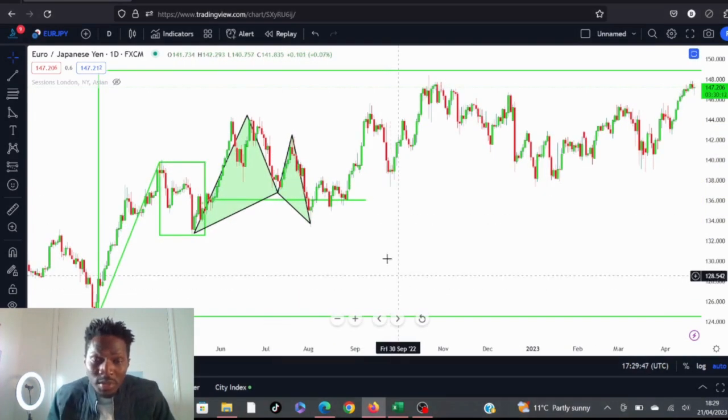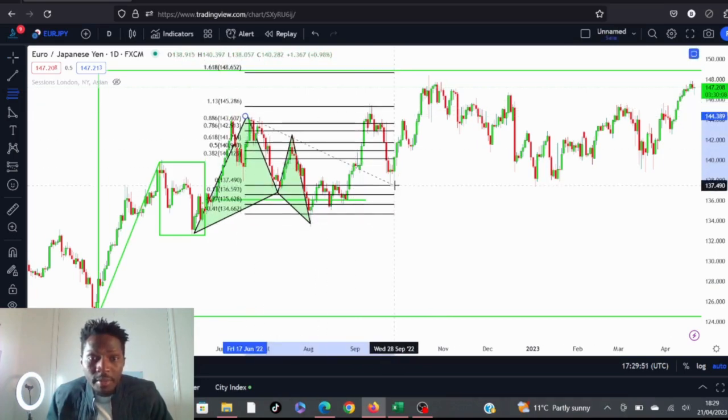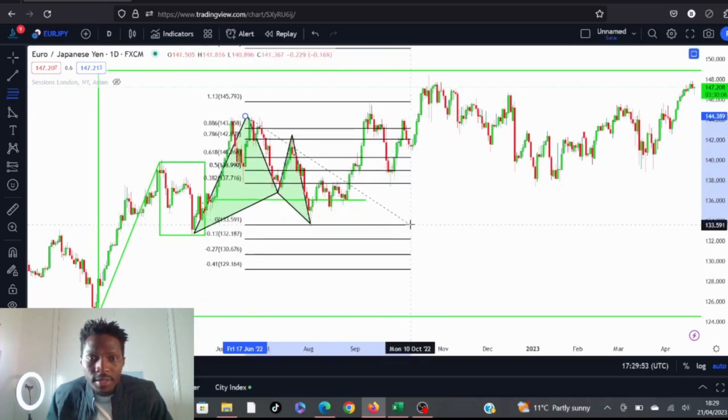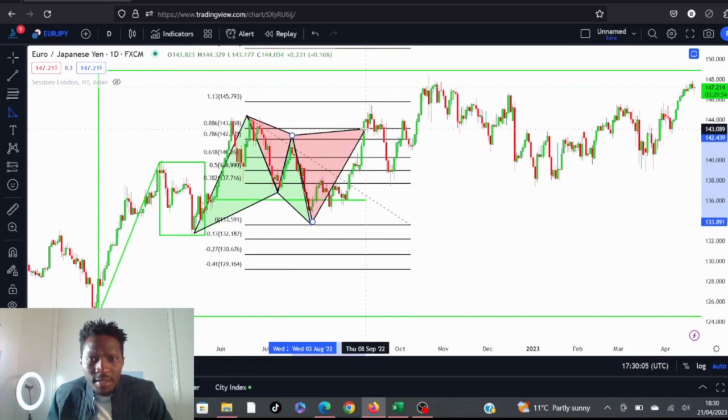And that bad pattern was immediately followed by another advanced pattern in the form of a cipher pattern. As you can see, we got a bearish cipher pattern. I'm going to change that to red. A bearish cipher pattern that completed somewhere there. Even though the market went a little bit higher, that still ended up being a winning trade. So again, you would have made some money here on a bearish pattern short.